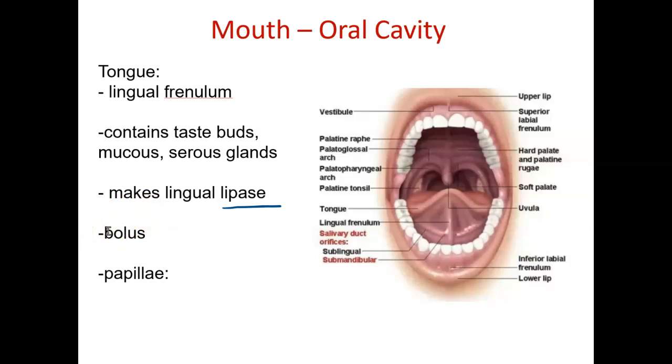And if you have kids, you've seen a bolus when they spit their food out back at you. And then papillae, remember, are these rounded or nipple-like projections on the tongue. And the papillae are going to have a lot of those taste buds.